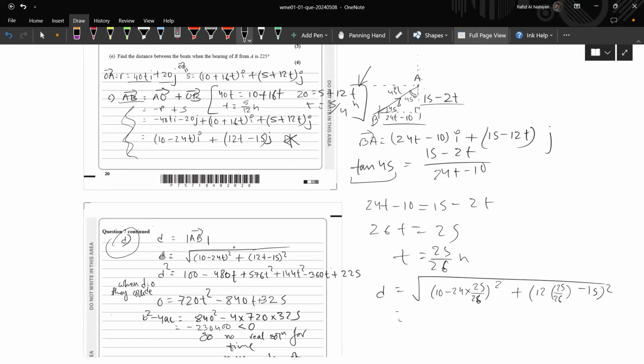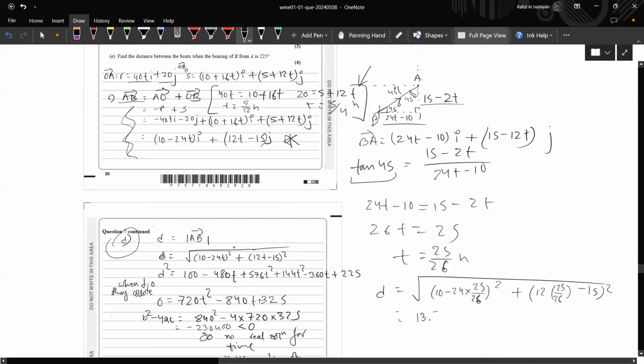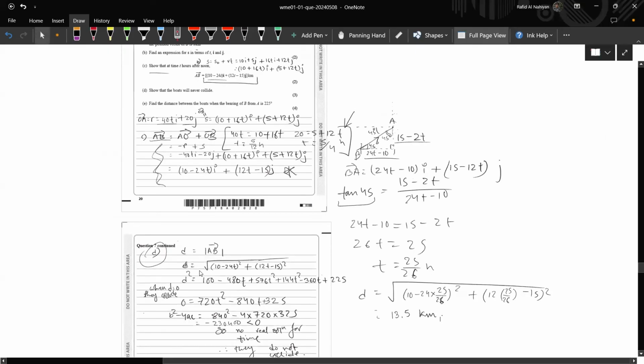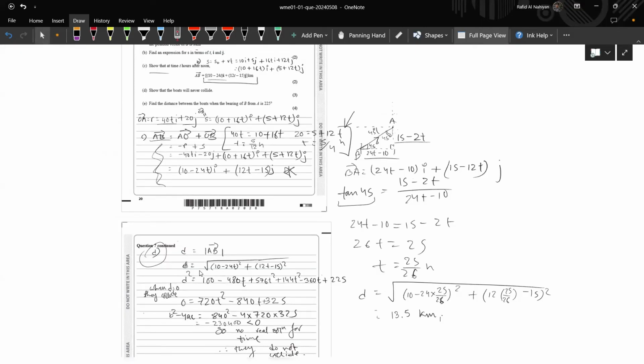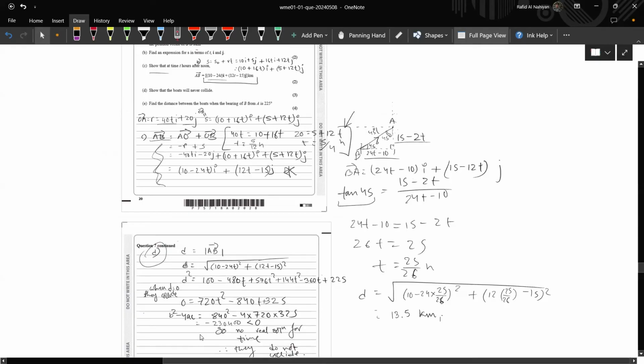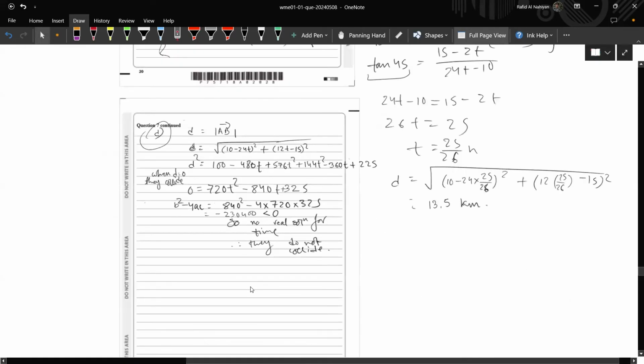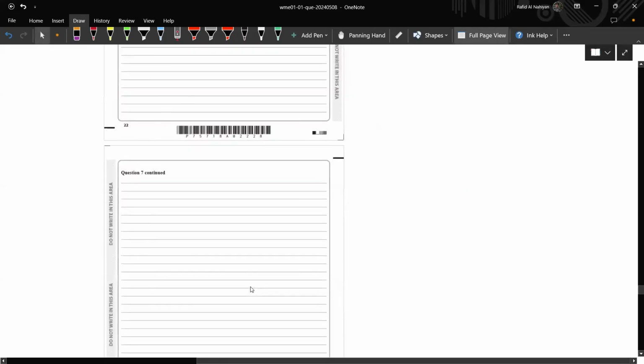10 minus 6. And it comes out to be 13.5 kilometers. Okay, that is the distance. I think, oh man, this 13.5, I'm not able to recall if that's what I got in the exam. I'm sorry for being really emotional, guys, in this video, solving this paper for you, but it's just the reality, man. Tomorrow is my results.